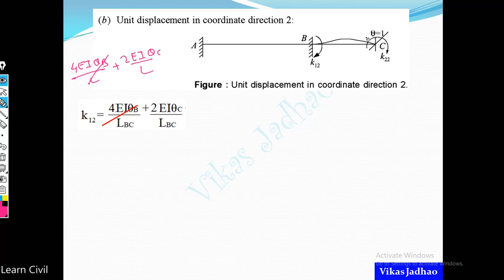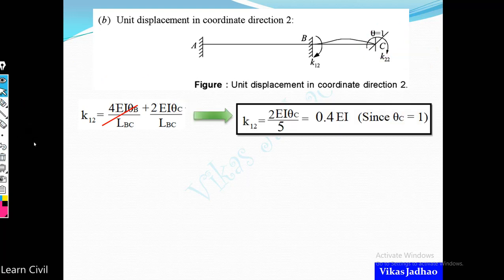As we know that for this particular location, we have applied theta C equal to 1 radian. So put 1 here, and we get the value like this. So we get k12 is equal to 0.4 EI.